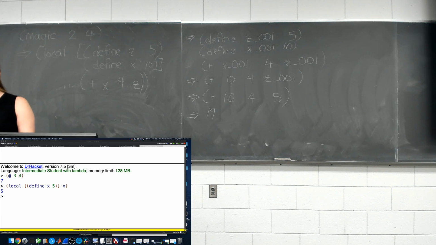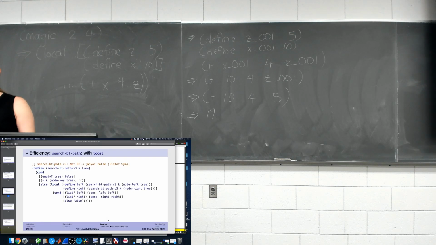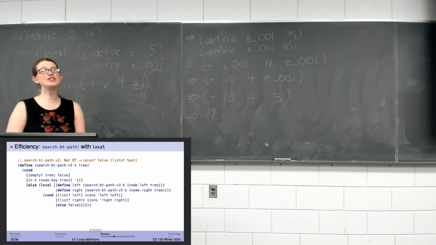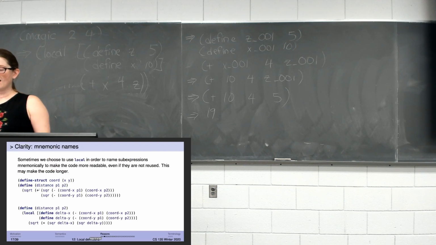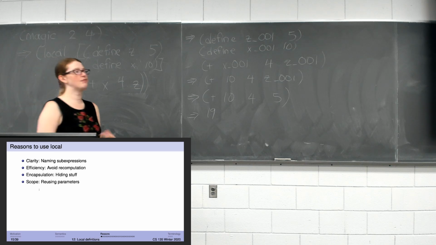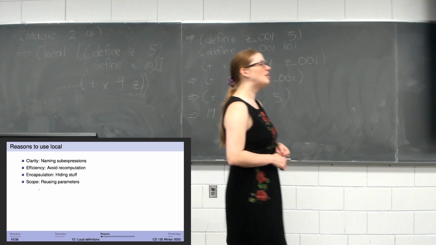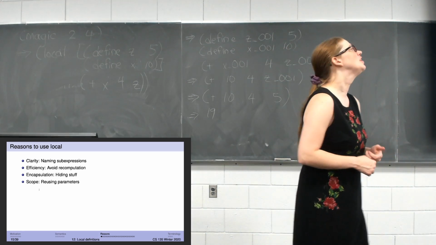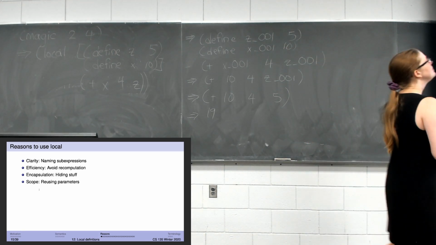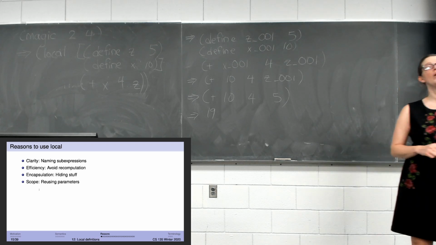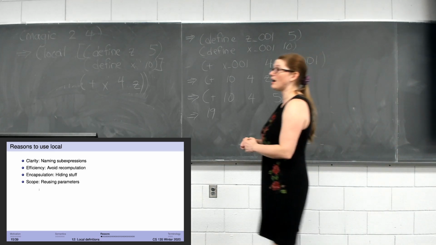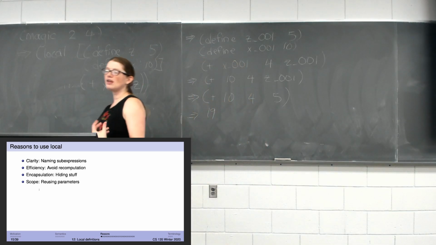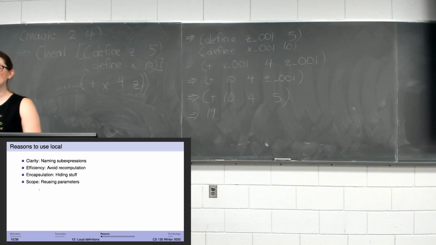All right. So then, we ended last class, we were talking about some of the wonderful reasons why you would use local. And in particular, we had this list. We have clarity. That's for naming sub-expressions, and it's also for just producing a tidier piece of code. We also have efficiency. We can actually use local to avoid recomputation of values, which is pretty powerful. And then there were 2 that we actually didn't cover, which is encapsulation and scope.